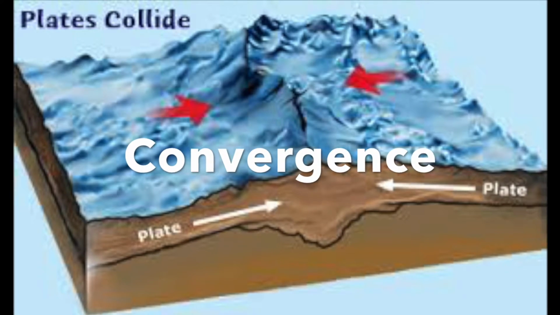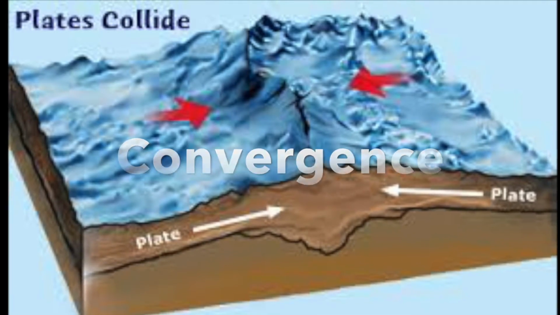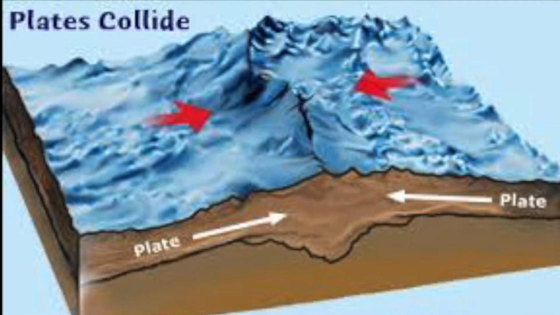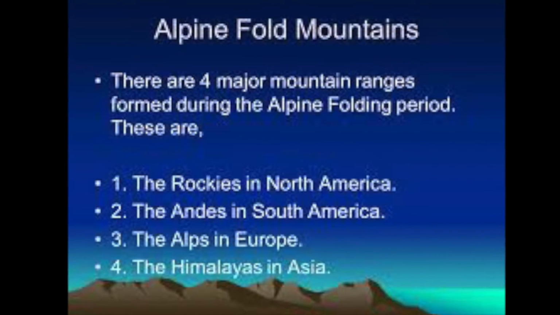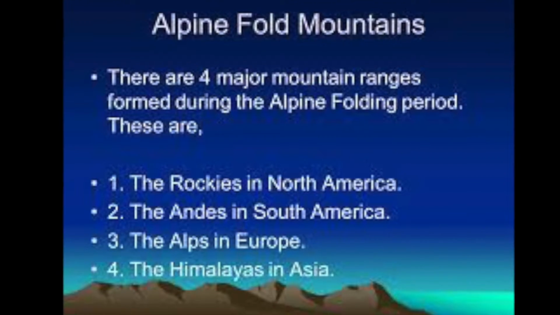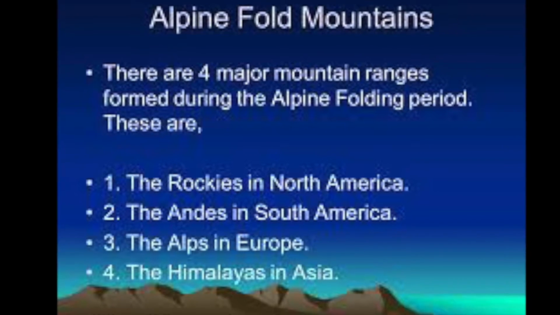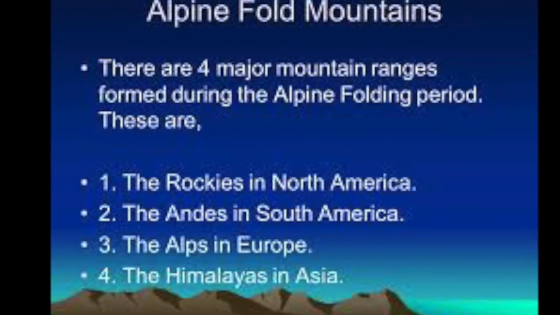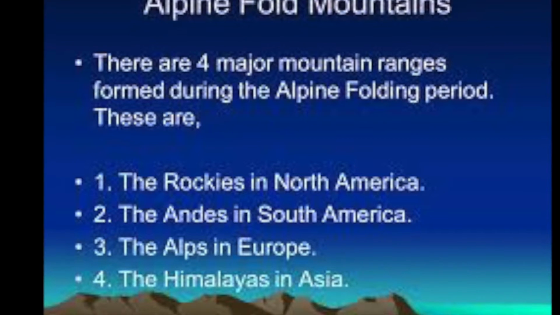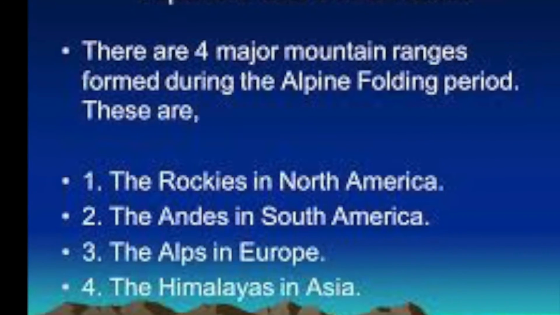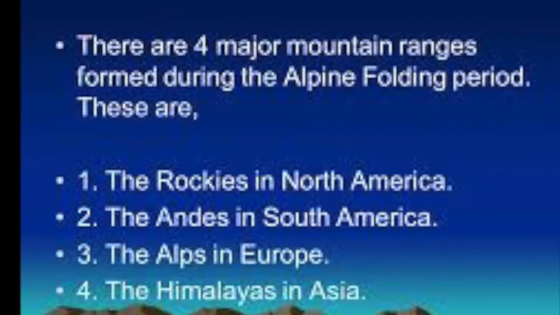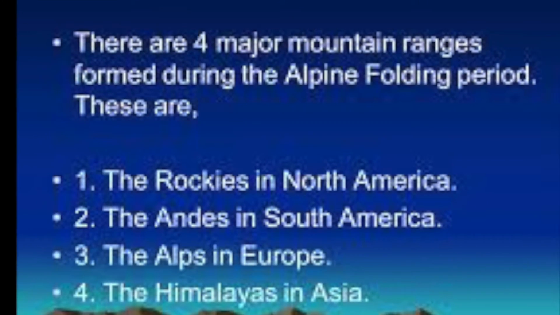And we will be identifying 4 convergent zones in this class as we work through the mountain building process. Those 4 alpine folded mountains are the Rockies, the Andes, the Alps, and the Himalayas. We will show a few examples in the upcoming slides as to how this occurs or what this looks like.